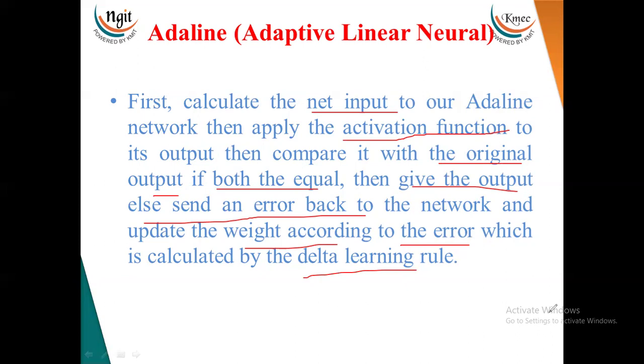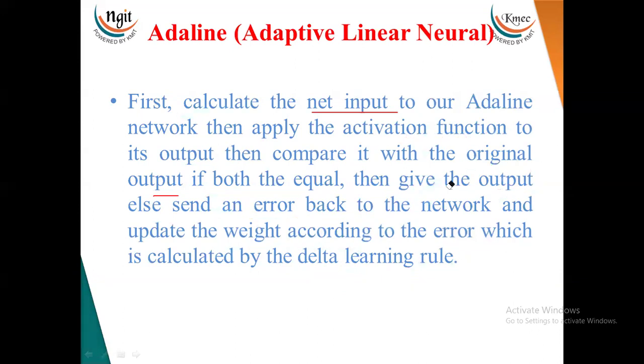Just briefing: step 1, calculate the net input and apply the activation. If the output is equal to the original, predicted or targeted output, then fine. Otherwise, send the error back to the network. This error can be reduced by updating the weights with the help of the delta learning rule. So this is the exact flow of the Adaline neural network.